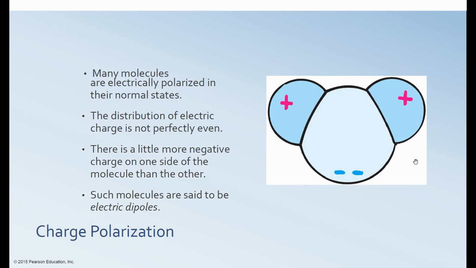There are lots of molecules that are electrically polarized in their normal states, which means the distribution of charges in this molecule is not even. So there's a little bit more negative charge on one side of the molecule than on the other side. We can call these molecules electric dipoles because they have two poles. And here we can see a graphic of, say, a water molecule. So we have our hydrogen atoms here and our oxygen atom here. And the positive charge is pulled towards the oxygen atom, and the negative charge is concentrated in the hydrogen atoms.